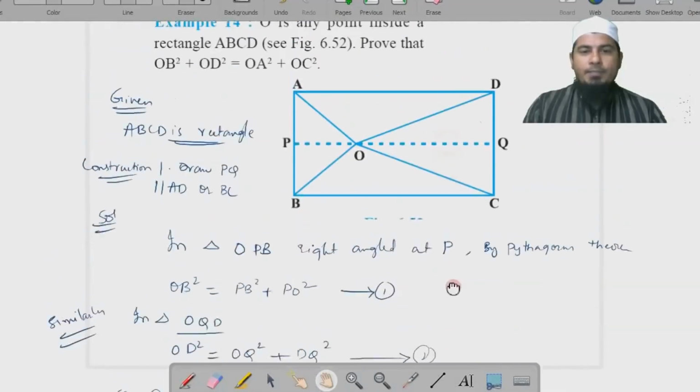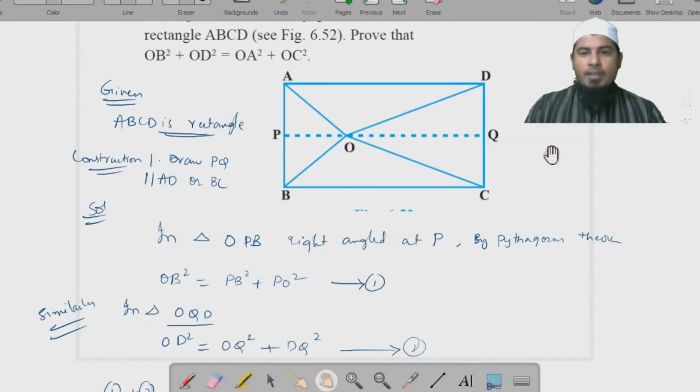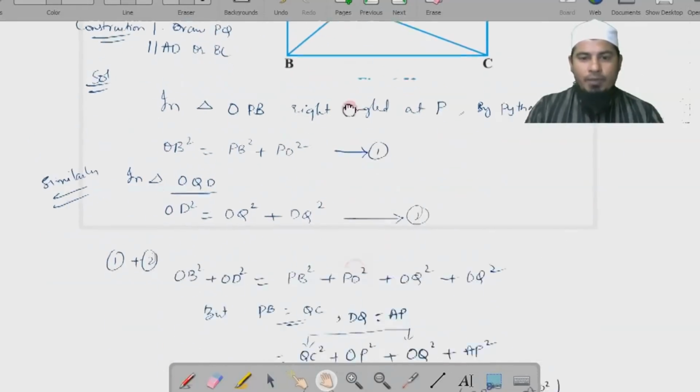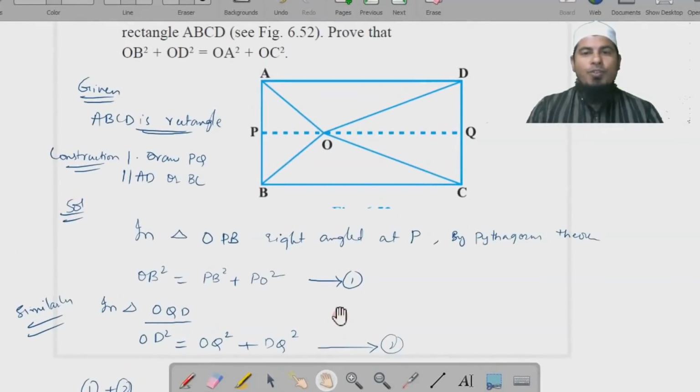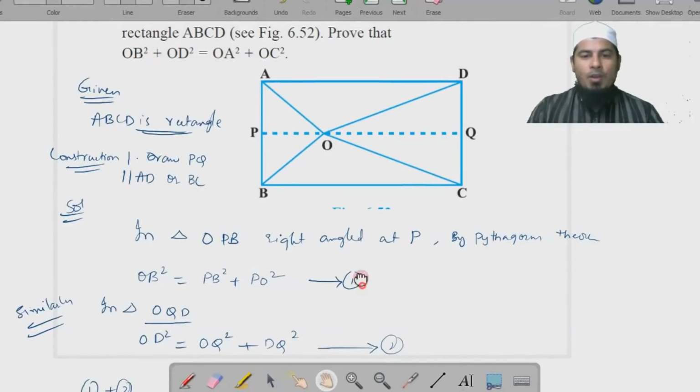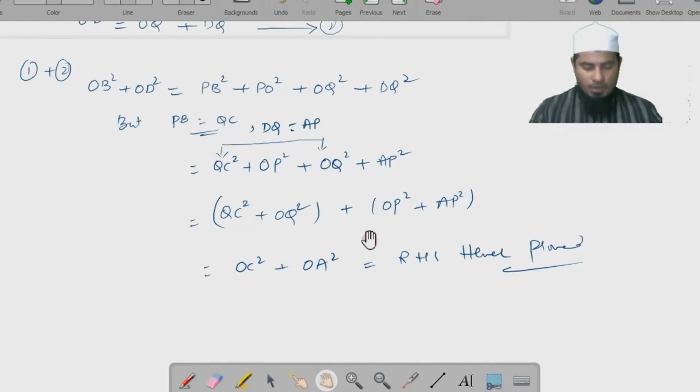What is that? If you keenly observe, PB can be written as QC and DQ written as AB, because this is also rectangle, opposite sides are equal, we can change them. When we change this QC and OQ, I have written again in the bracket so that keenly observe QC square plus OQ square by Pythagoras theorem. QC square plus OQ square by Pythagoras theorem applies, it will become OC square. Similarly, AP square plus OP square, OA square. Hence we got the solution.